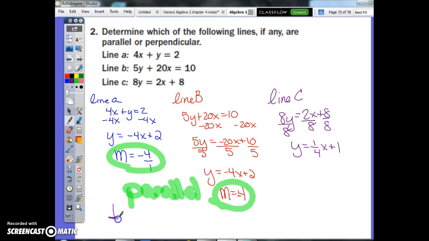Now, this little upside down t means perpendicular. And the perpendicular slope to this would have to be, you flip it, which would be 1/4, and you change it from negative to positive. This is what you need for a perpendicular line. Well, here my m is a positive 1/4, so it is not perpendicular. All we know is that A and B are parallel. That's all we know. A and B are parallel.